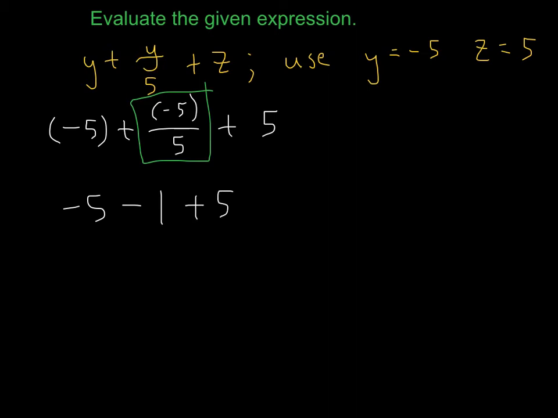Now I take this across from left to right. A negative 5 and a negative 1 is going to be negative 6, plus 5, for a final answer of negative 1.